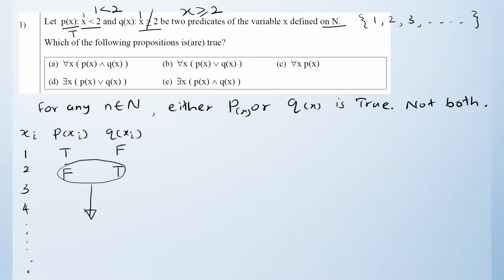So we know that P(x) is true only when x equals 1. In that case, Q(x) will be false. All the Q(xi) values will be true for all x greater than or equal to 2. Q(x) is true for all x greater than or equal to 2.